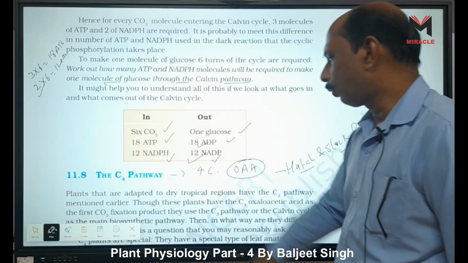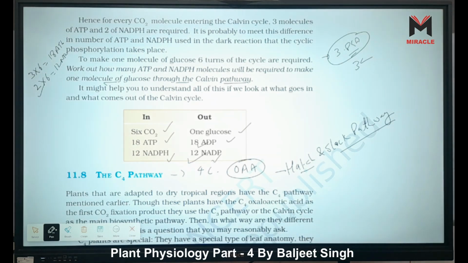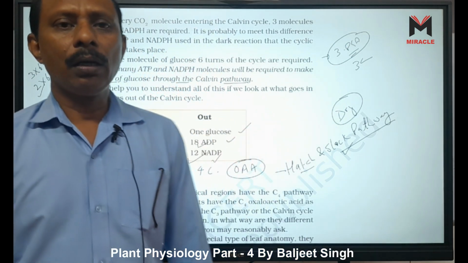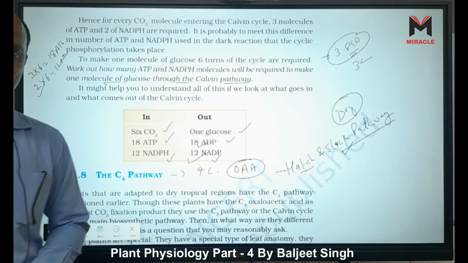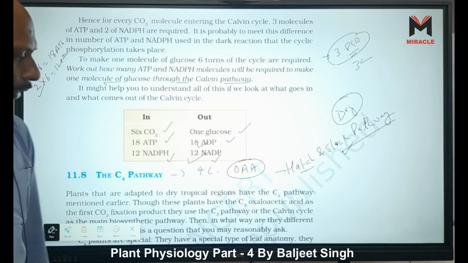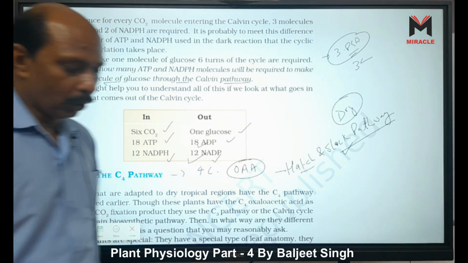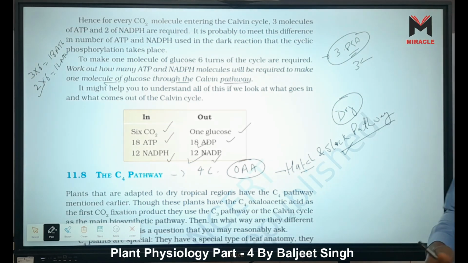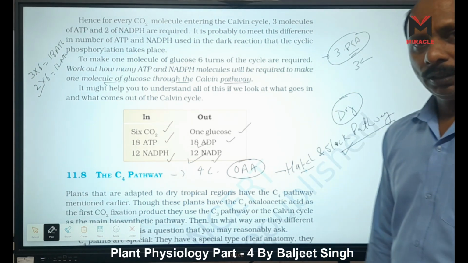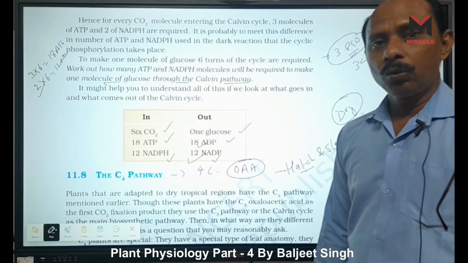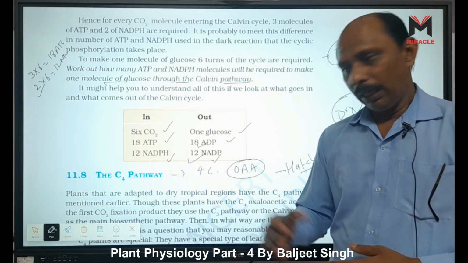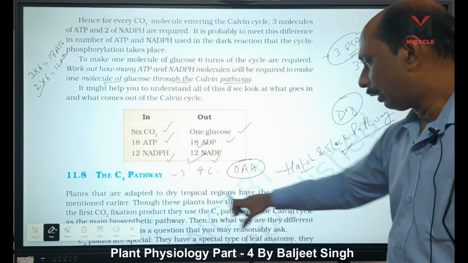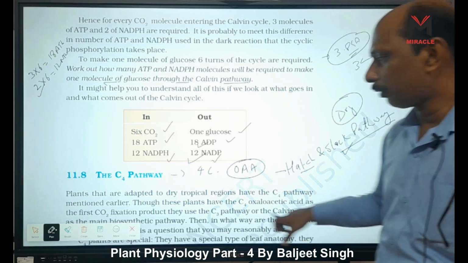Plants that are adapted to dry tropical regions have the C4 pathway. Dry means what happens here? Water availability is less, so they adapt themselves. They have more efficiency to fix carbon dioxide than C3 plants. We can say twice, because they use half the water to fix the same amount of carbon dioxide as C3 plants. Dry tropical region plants have the C4 pathway mentioned earlier.